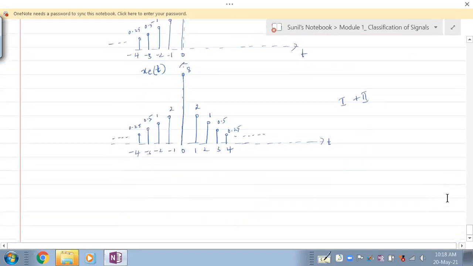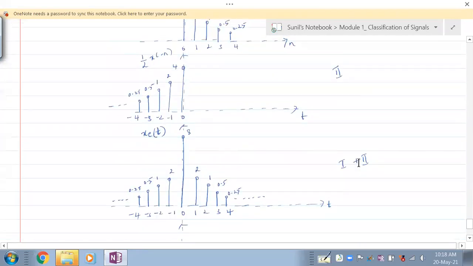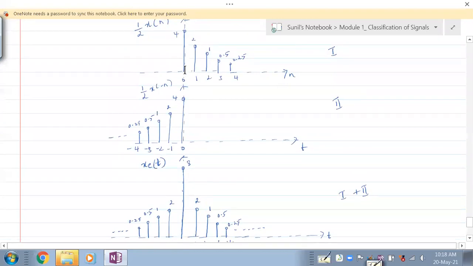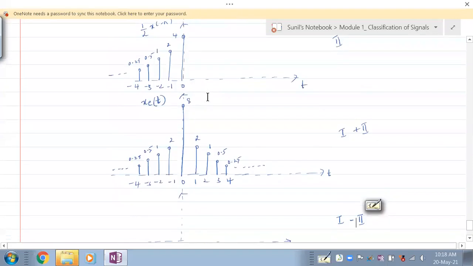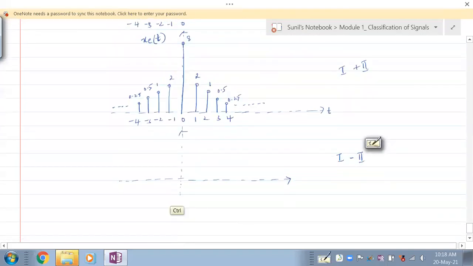Now can you get me the odd signal? Start sketching the odd signal, everybody. So getting the odd signal is doing first signal minus the second signal. So first signal minus the second signal means at 0 what is there? At 0 you have 4 and 4. So 4 minus 4 would be 0. So at 0 you don't have any sample, mind you.